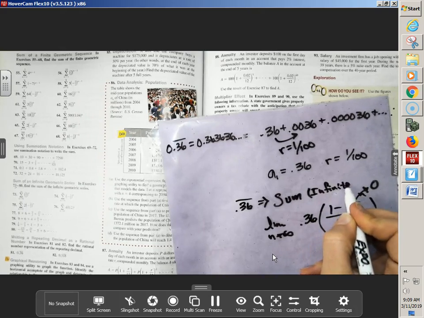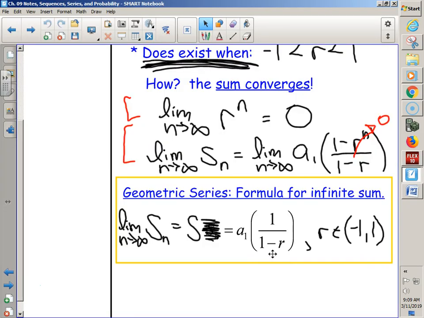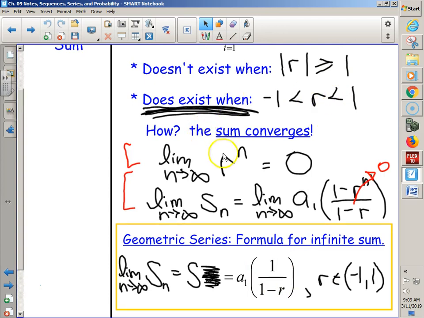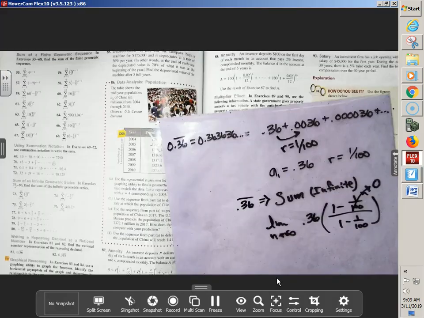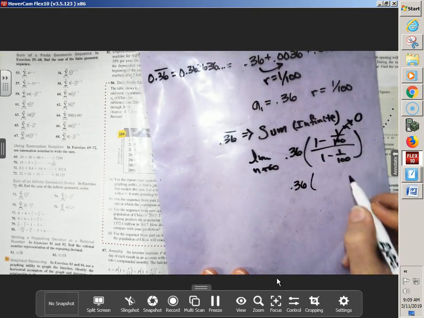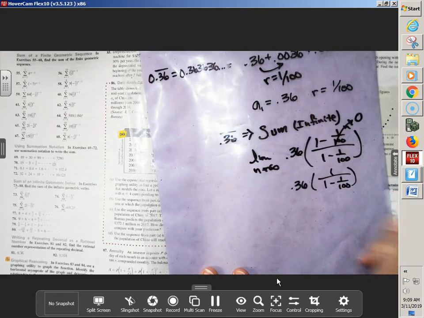Or I could use my yellow card that we talked about on Friday in our notes that said we can just jump straight here as long as we know it does exist. So either way we end up at, now here's the problem. You're supposed to be doing this without a calculator. Hey guys, what's 1 minus 100th? How many hundredths are left?